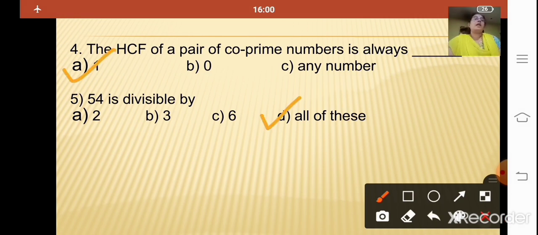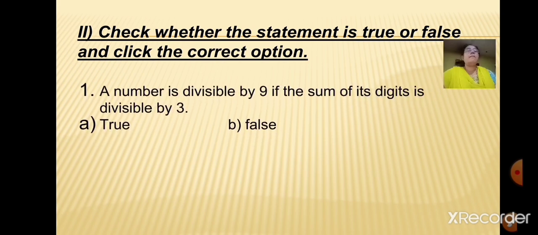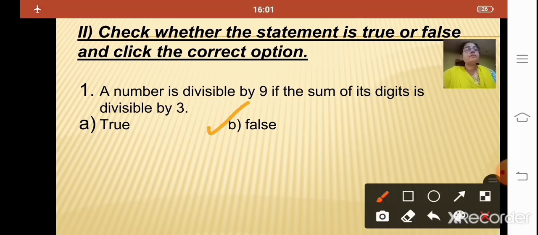Okay. Now coming to the second question. You have to check whether the statement is true or false and click the correct option. So here you have to read the statement carefully to click whether your statement is true or false. So the first question here is, a number is divisible by 9 if the sum of its digits is divisible by 3. Here your answer is false. Why? Because a number is divisible by 9 if the sum of its digits is divisible by 9. So your answer is false.